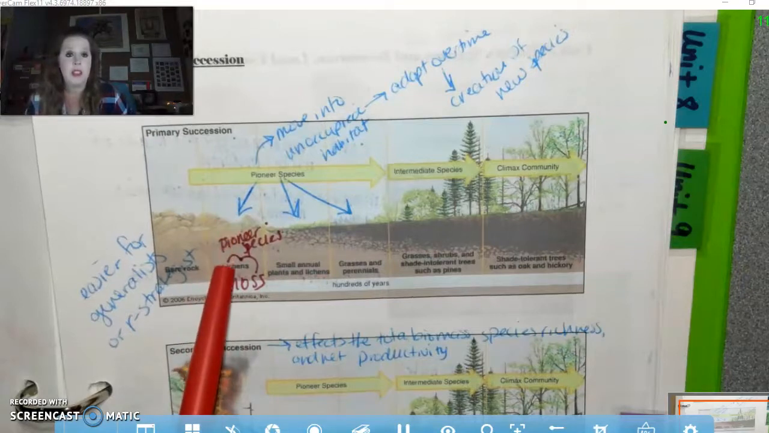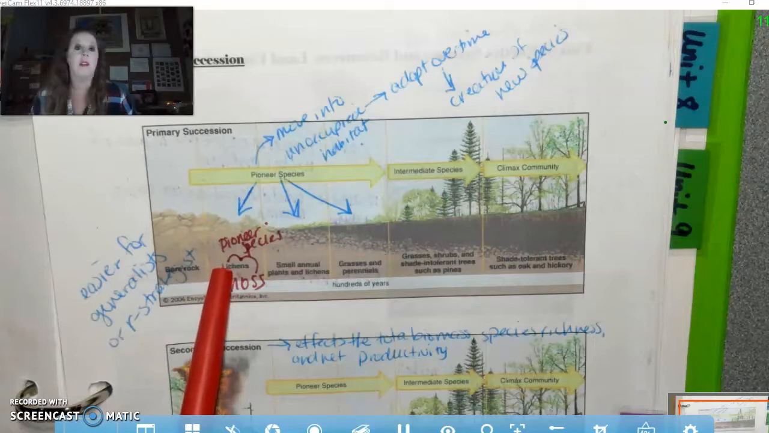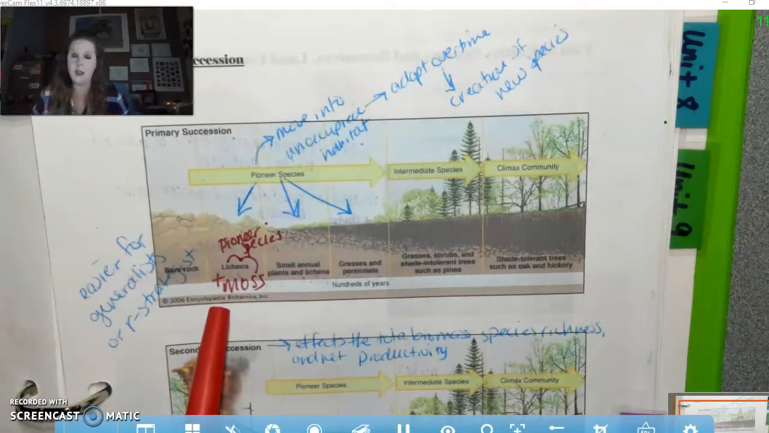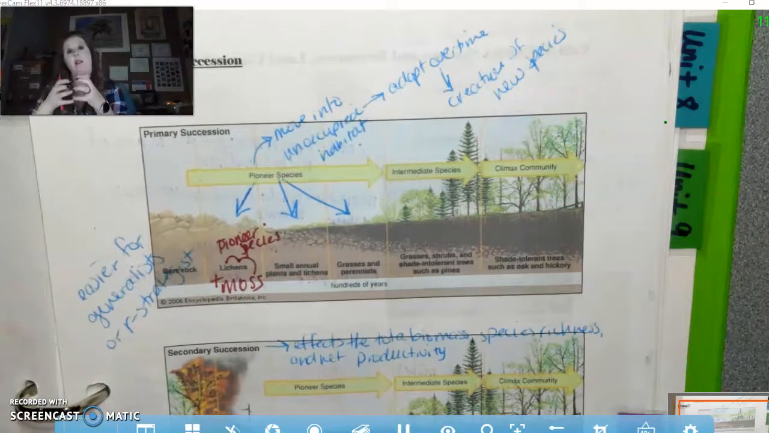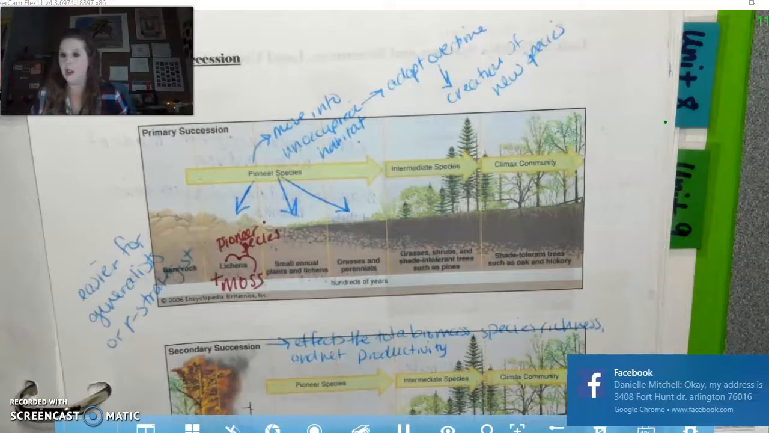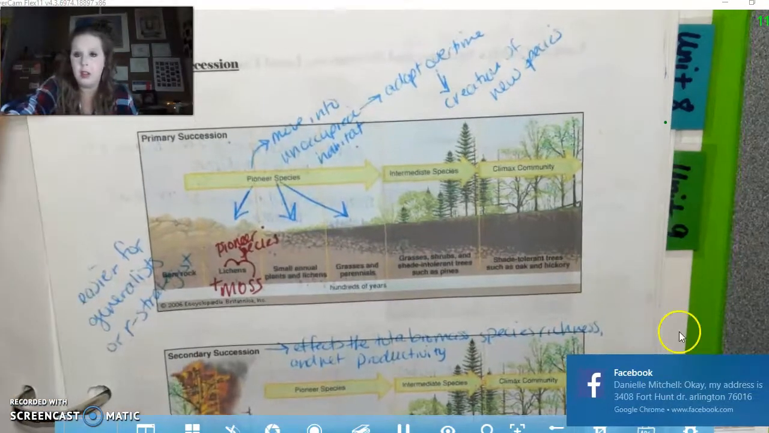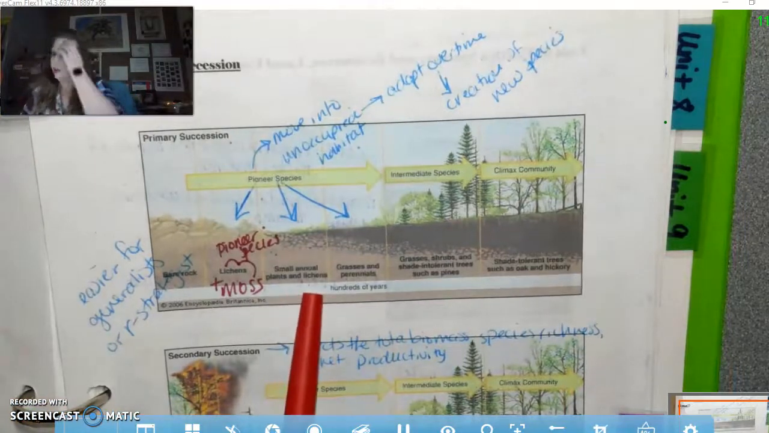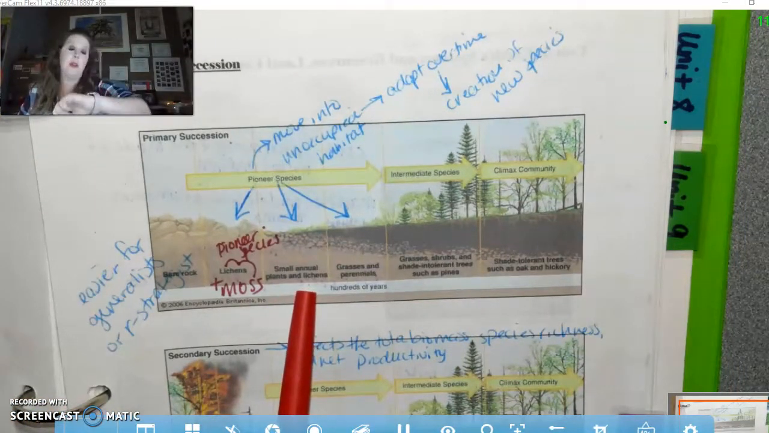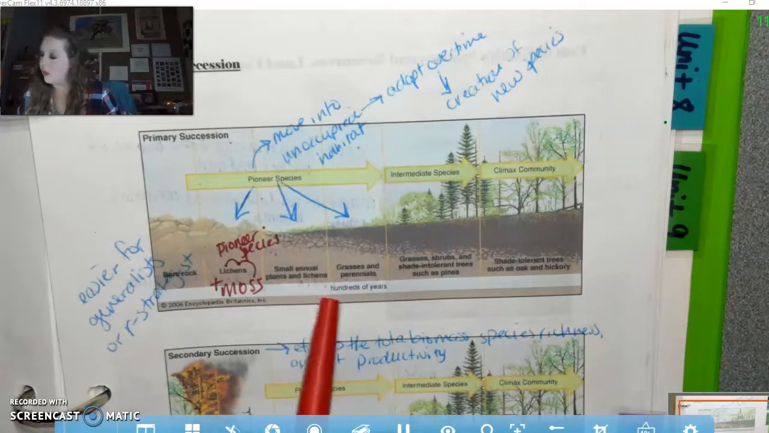These seeds are going to come from bird droppings, from wind, from water, anything that can move seeds around from place to place. So the moss and the lichens slowly break down the rock into dirt. Then we have small annual plants and lichens show up, and annual means that they only are around for a year.